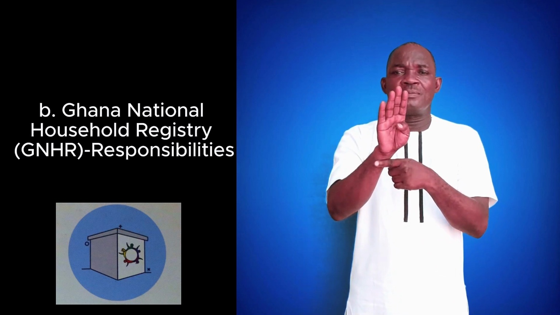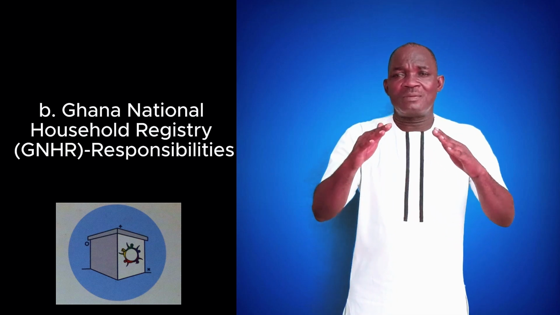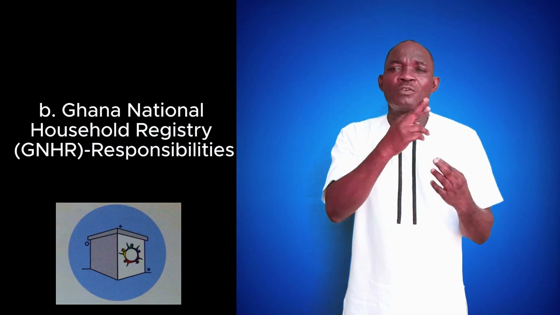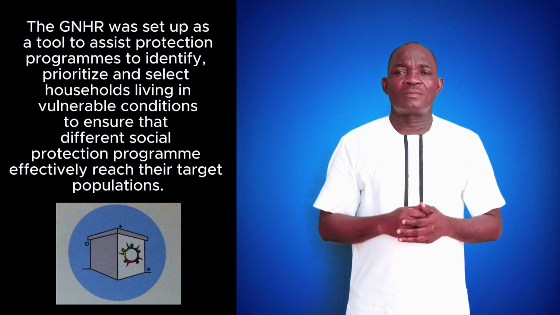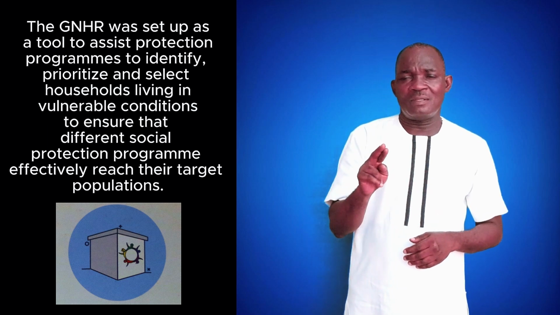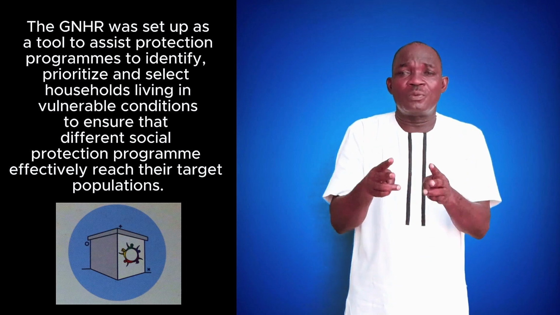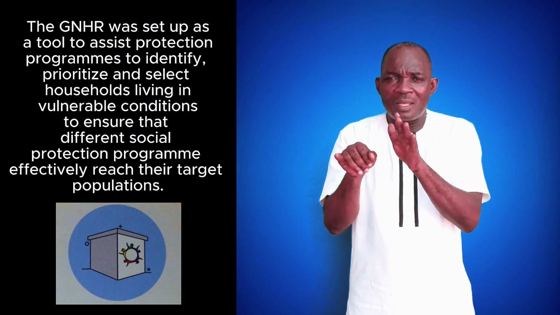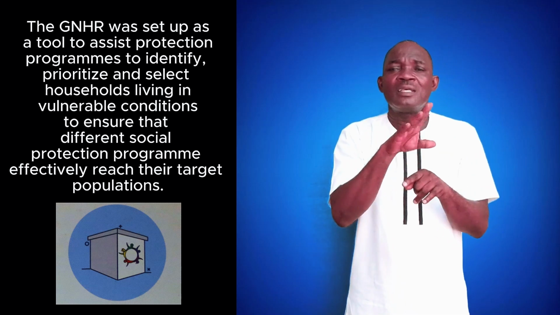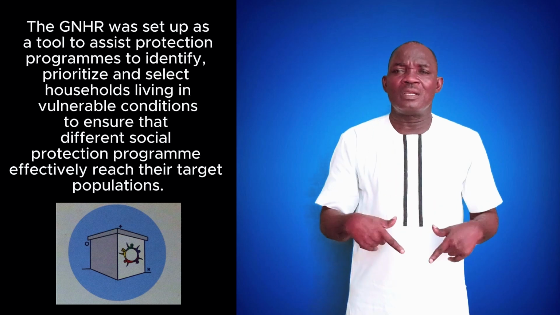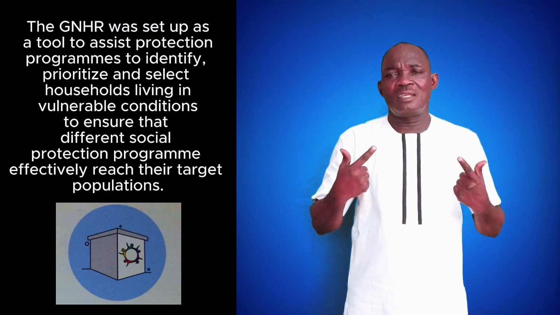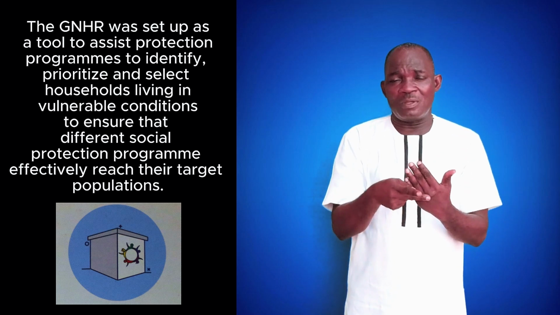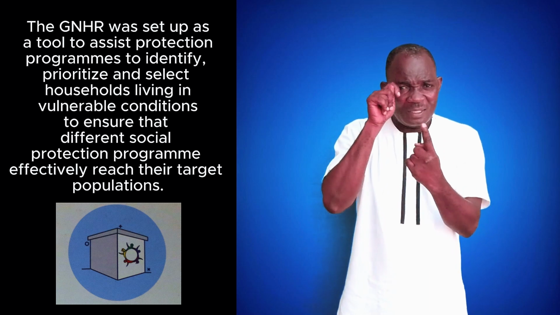B. Ghana National Household Registry, GNHR. Responsibilities. The GNHR was set up as a tool to assist social protection programs to identify, prioritize, and select households living in vulnerable conditions to ensure that different social protection programs effectively reach their target populations.